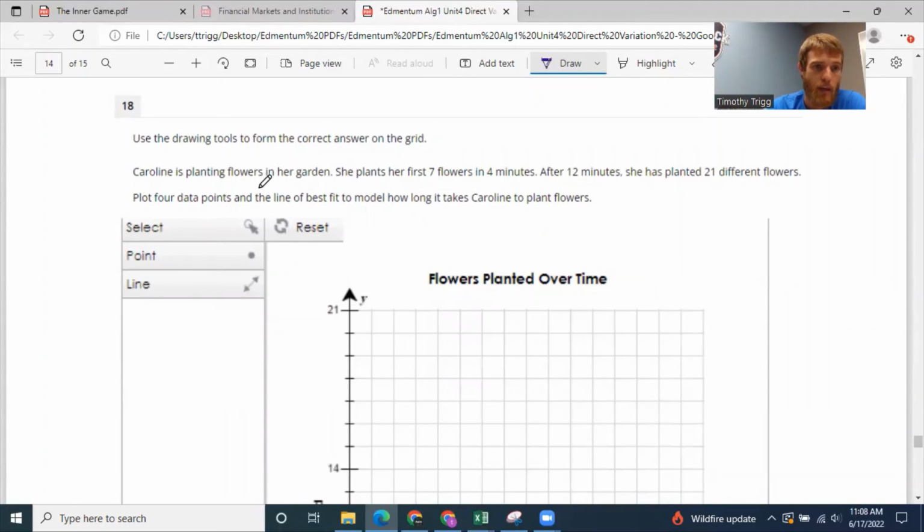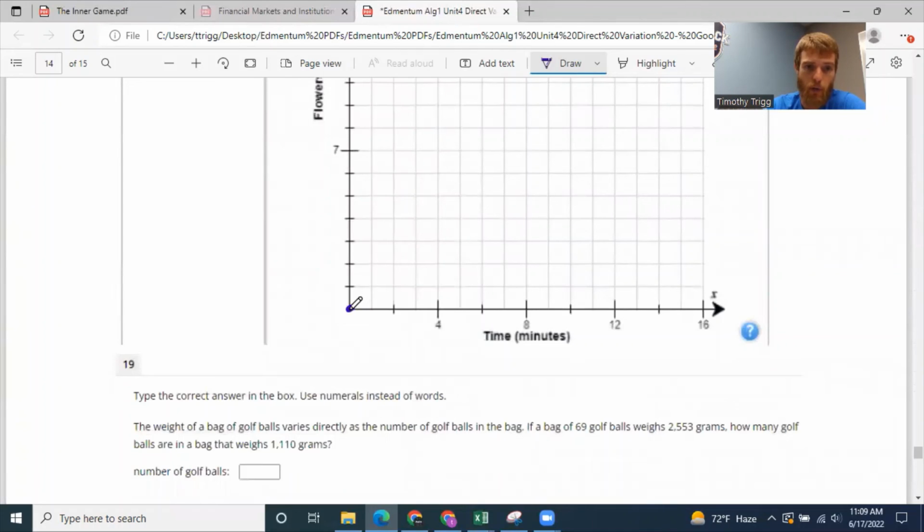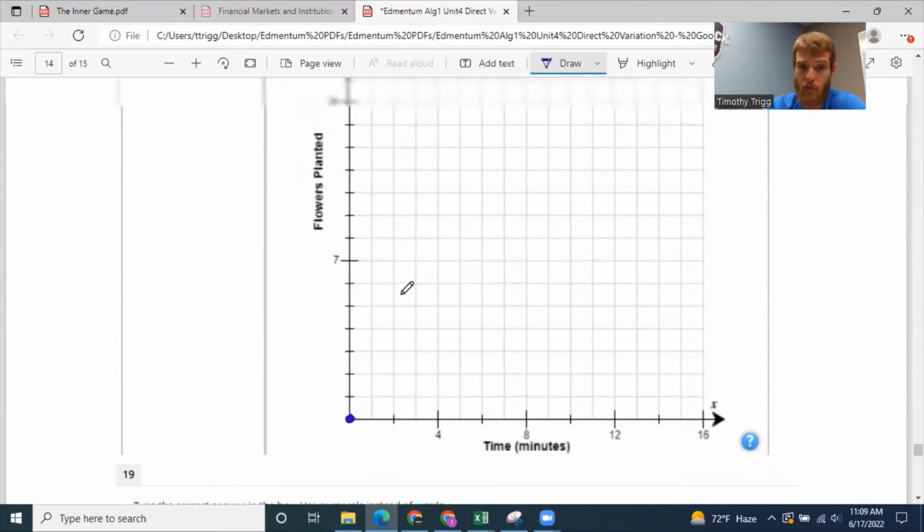Okay, number 18. Caroline is planting flowers in her garden. She plants first 7 flowers in 4 minutes. Okay, so this is the same scenario we saw before, right? 4 minutes for 7 flowers, and then 12 minutes for 21 flowers. Plot 4 data points on a line of best fit to model how long it takes for Caroline to plant flowers. Well, since we know it's direct variation, we know it'll go through 0, 0, right? Which makes sense. To plant 0 flowers, it takes 0 time.